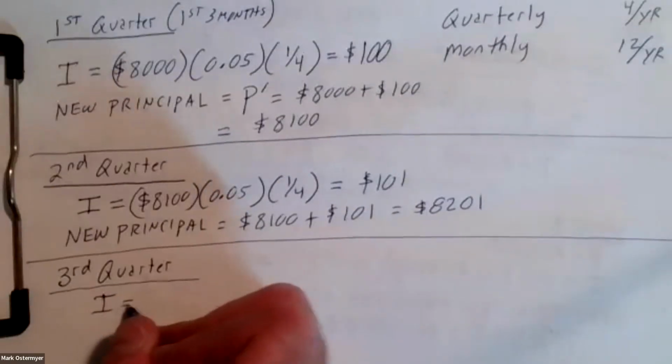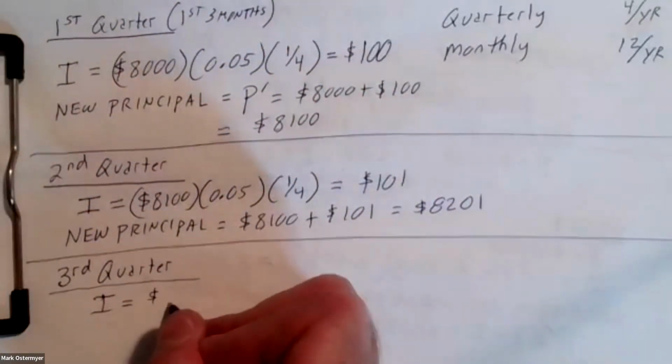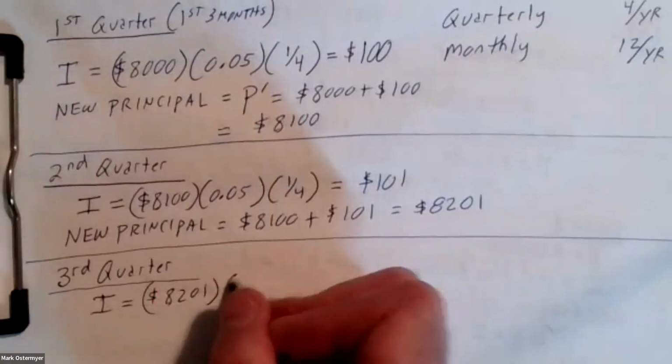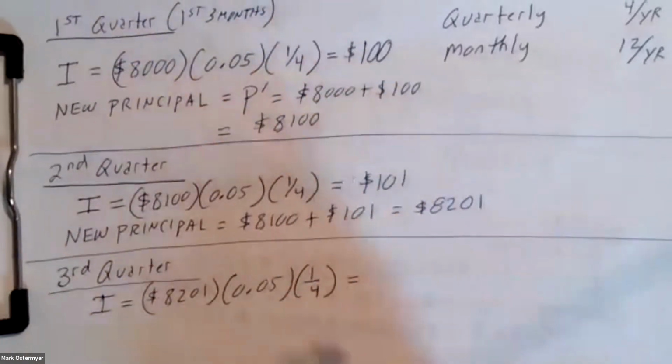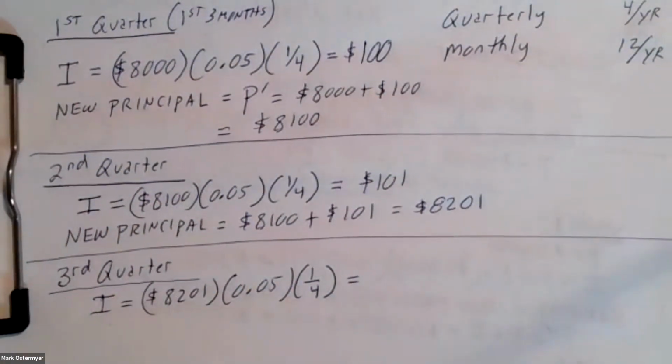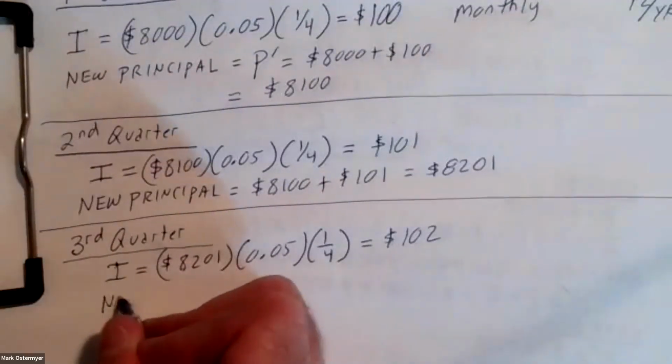What's our amount of interest computed in the third quarter? Well, what's our new principal? It's 8201. That gets multiplied by the interest rate, 0.05 times again, 1/4 of the year. Get on your calculator, dial it up, tell me how much interest is computed during the third quarter. Thank goodness we're almost done with this problem. It's got to be more than 101. It'd be 102. $102.